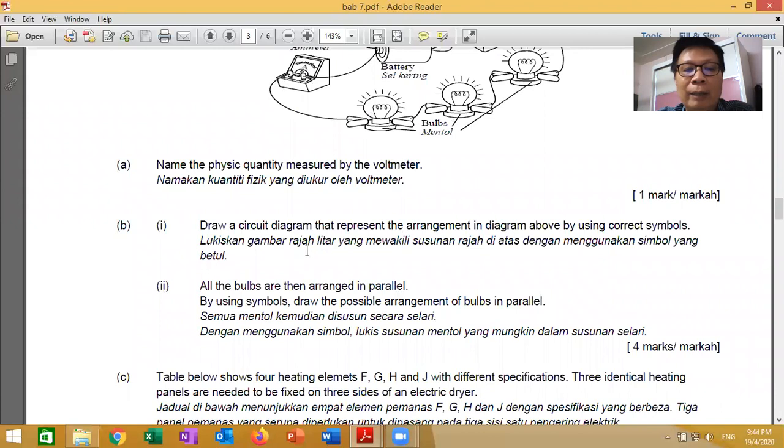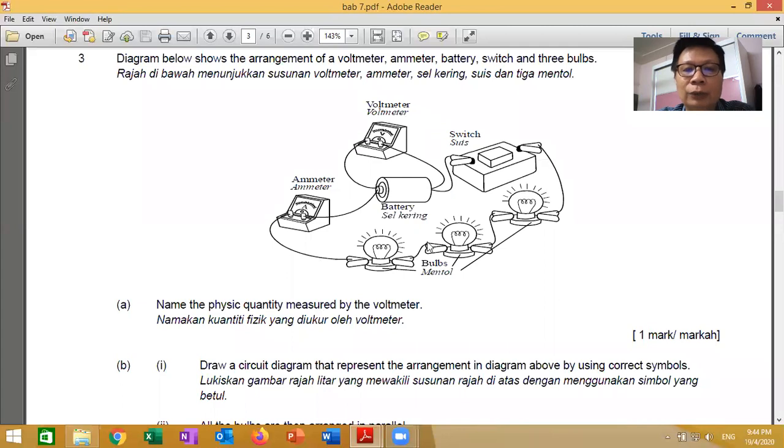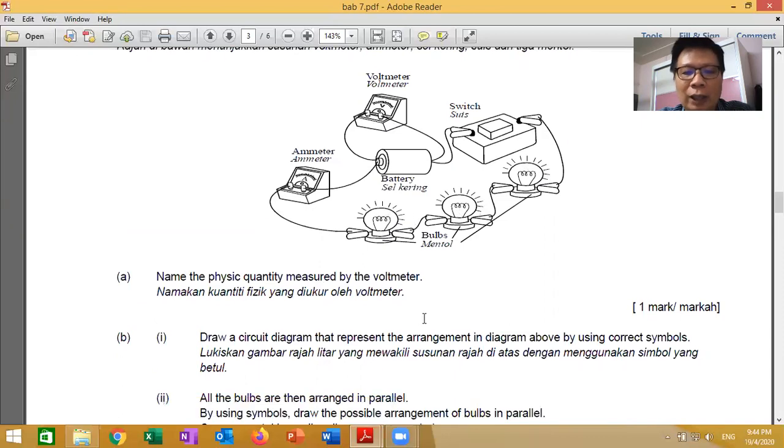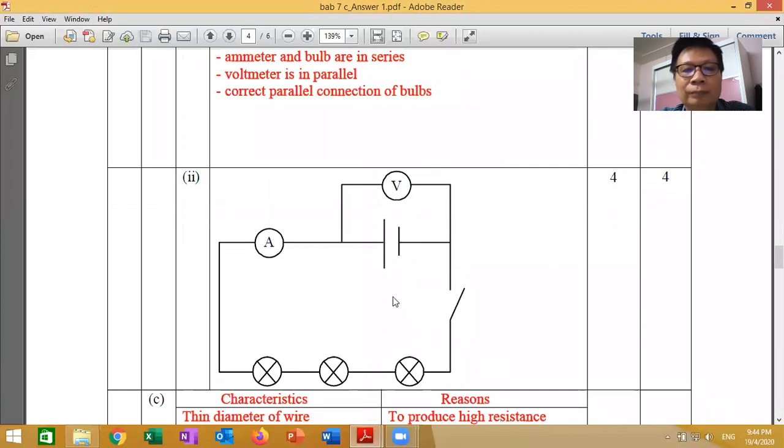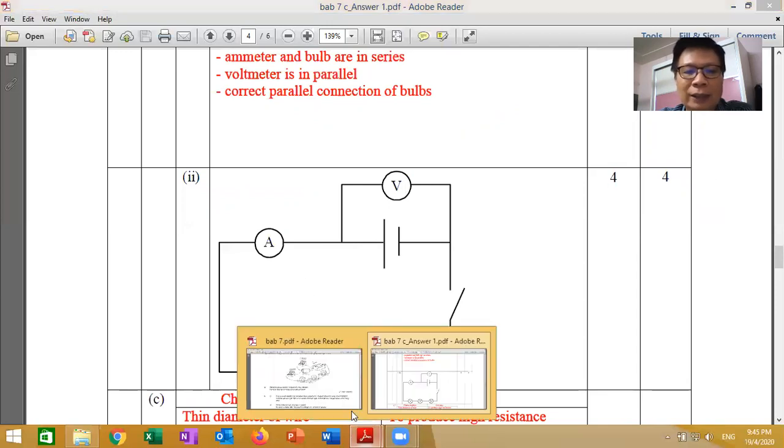Draw a circuit diagram representing the arrangement. You need to draw diagrams and all. Now this diagram you draw: the three bulbs in series, one cell, the meter across it, the ammeter in series, and there's a switch. So your answer should look something like this. Now you see the bulbs 1, 2, 3 in series. This is a dry cell. The voltmeter must be connected in parallel. This is the switch. The ammeter is here. Okay, everything in the correct format. Next question.